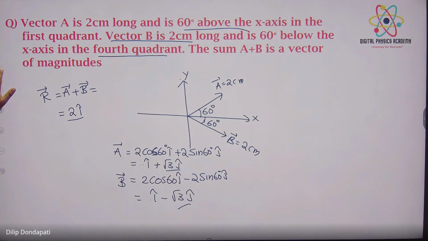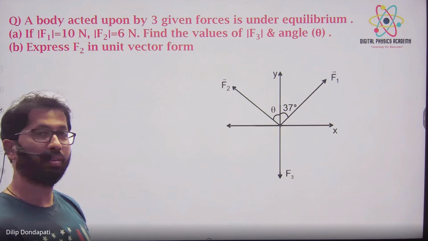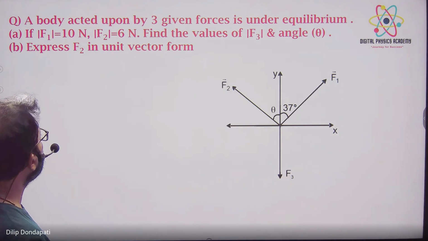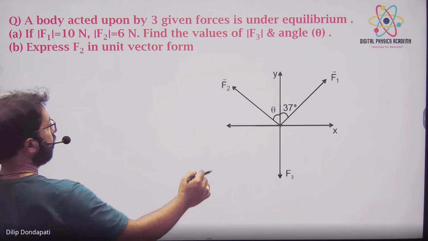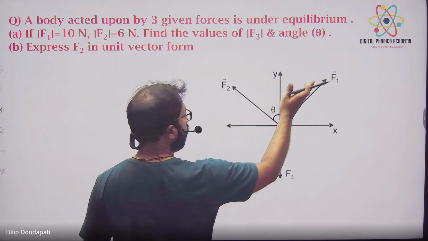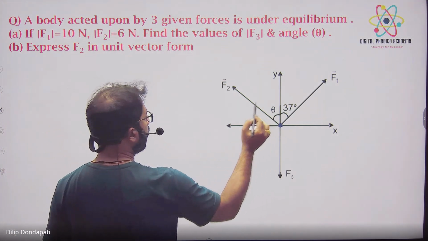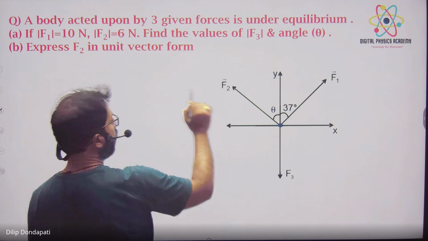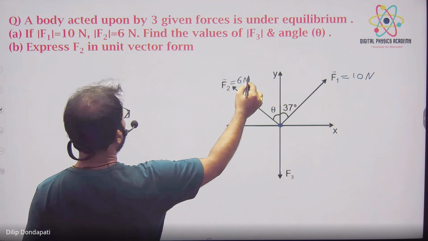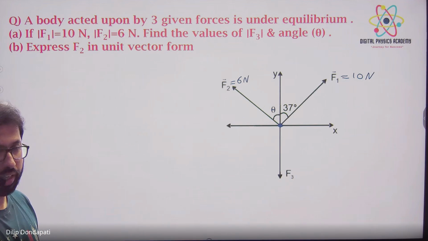Now till now we learned about 2 vectors. Now 3 vectors में जा रहे हैं. बहुत careful से लो. बाद में 4 vectors भी जाएंगे. A body acted upon by 3 forces under equilibrium. Very important. एक body है, उसके ऊपर 3 forces act हो रहे हैं: F1, F2, and F3. 37 degrees is given. F1 is 10 newtons, F2 is 6 newtons, and he's asking to find the F3 value and theta value.